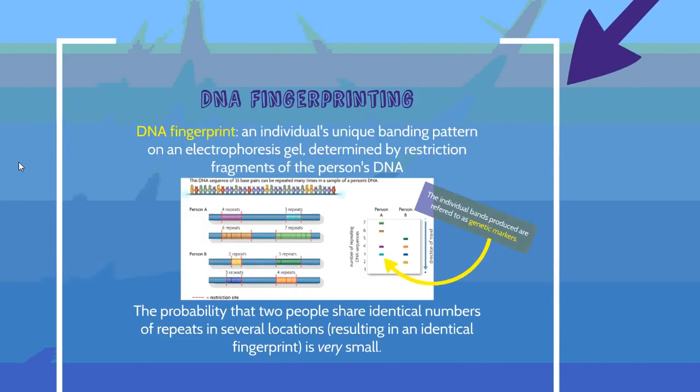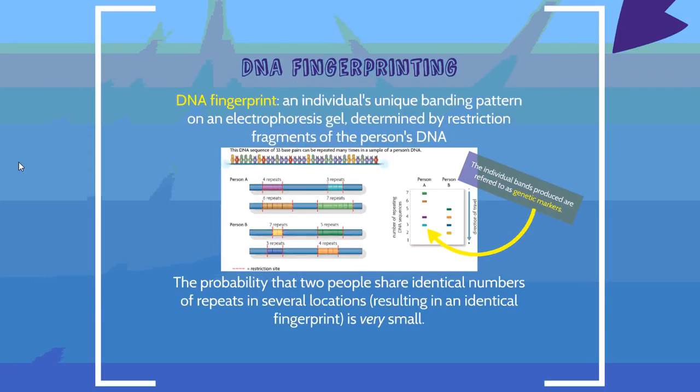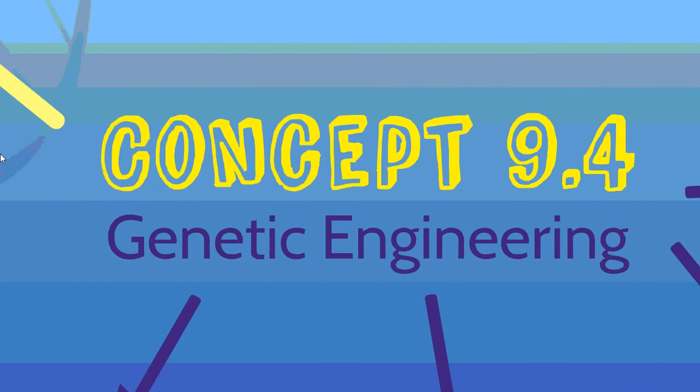All right, so DNA fingerprinting, that's the unique banding that you end up with when you do gel electrophoresis. If you see each of these lines, these are individual bands that occur in an individual person. And no two people will actually share identical repeats in several locations. So that is where you get your DNA fingerprint.